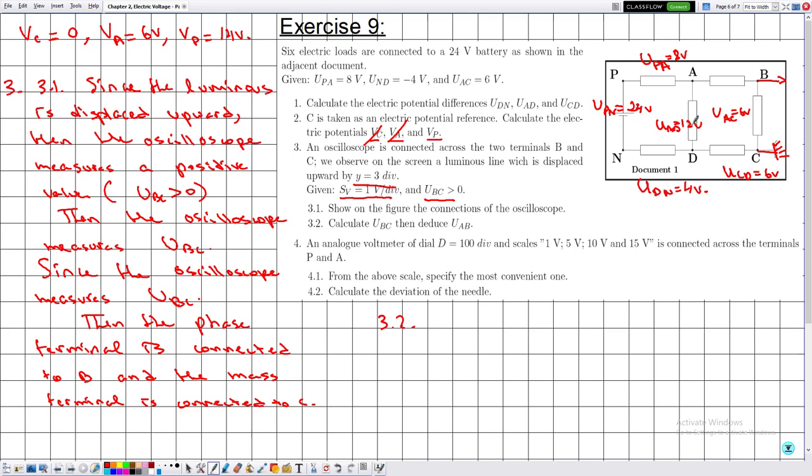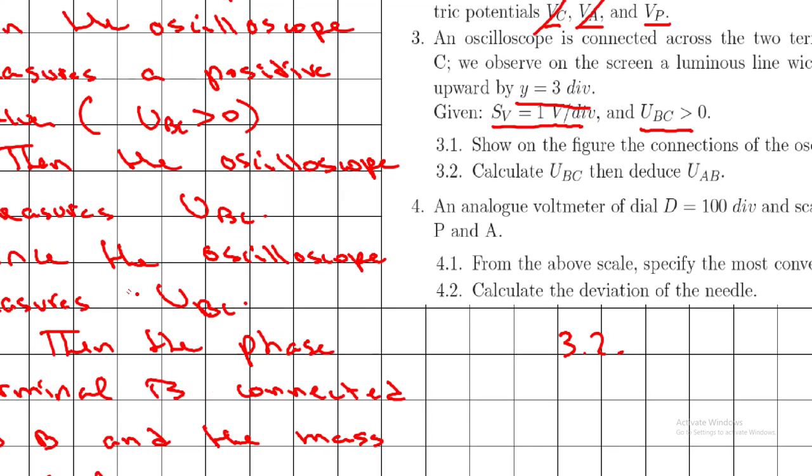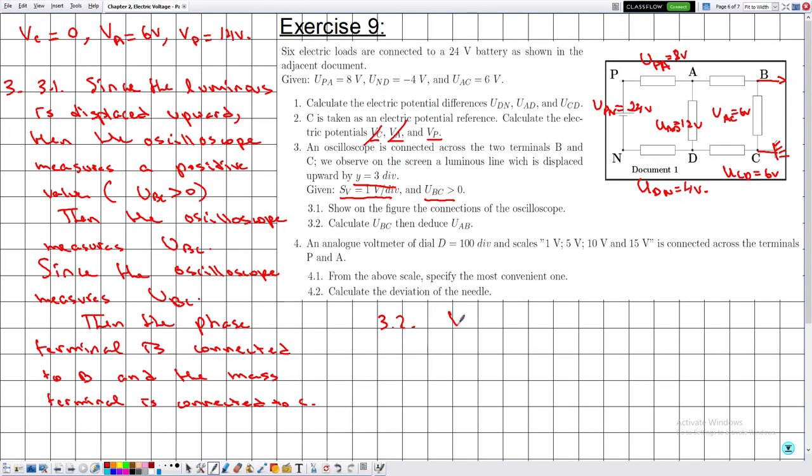For this reason, we have used the oscilloscope, because the oscilloscope in this case is measuring UBC. Using the formula that the voltage is given by SV multiplied by Y, the value of SV is 1, and the value of Y is plus 3 because it's displaced upward. So UBC is 3 volts. And always the trick is to write the applied voltage on the electric circuit itself. So UBC is equal to 3 volts.